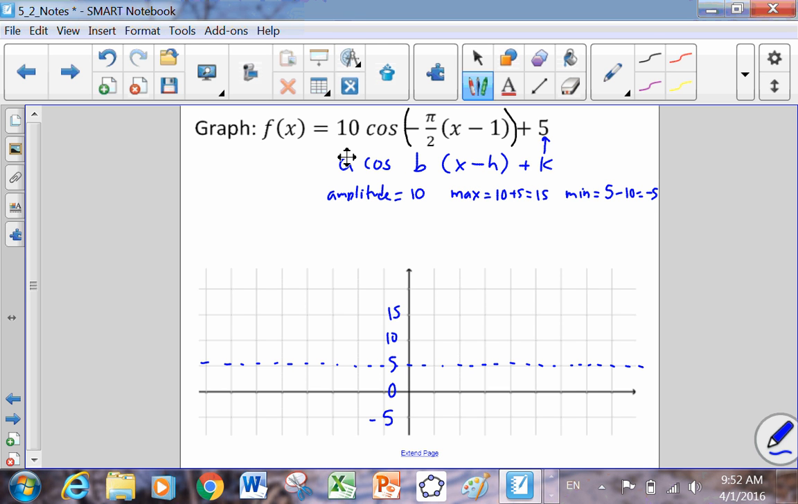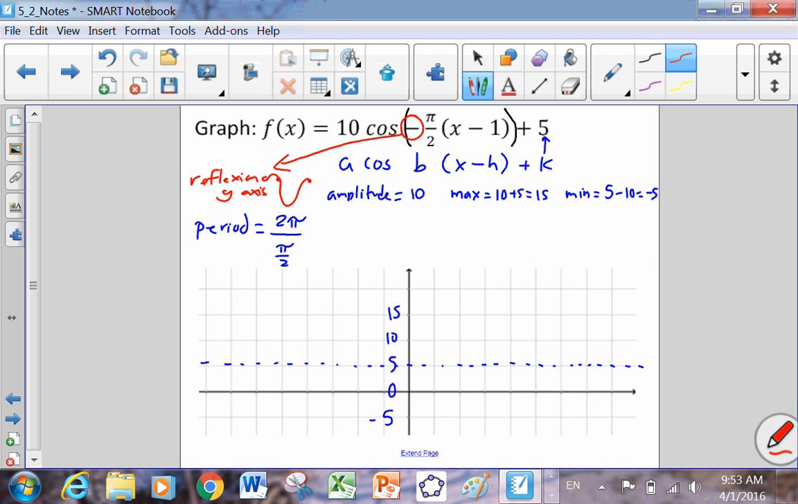Okay. Then where do we start? The period. Okay, so the period is always 2 pi over b, but there's a negative here. What does it mean if there's a negative? Here you have to be careful. It's a reflection on the y-axis. So when we start, instead of going to the right, we're going to go to the left, right?